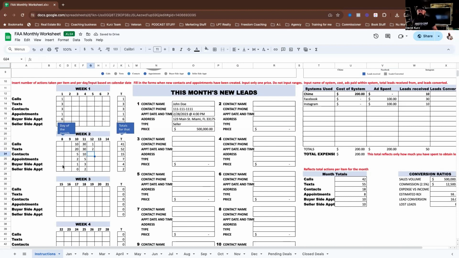Now, the idea here is to be able to track how many calls you're making on a daily basis, how many texts you're sending, how many actual contacts you're making, and how many appointments that leads to, right? And if you're in an industry that has buyer side and seller side, like real estate, you can use this to separate the two appointments. So if I had 5 appointments and 3 of those were buyer side and 2 were seller side, I can track it in such fashion.